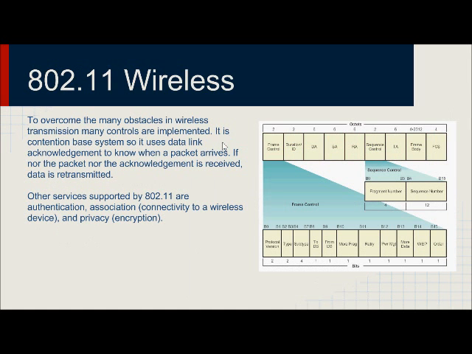Wireless protocols. To overcome many obstacles in wireless transmission, many controls are implemented. It is a contention-based system, so it uses data link acknowledgement to know when a packet arrives. If neither the packet nor the acknowledgement is received, data is retransmitted. Other services supported by these protocols are authentication, association, and privacy.